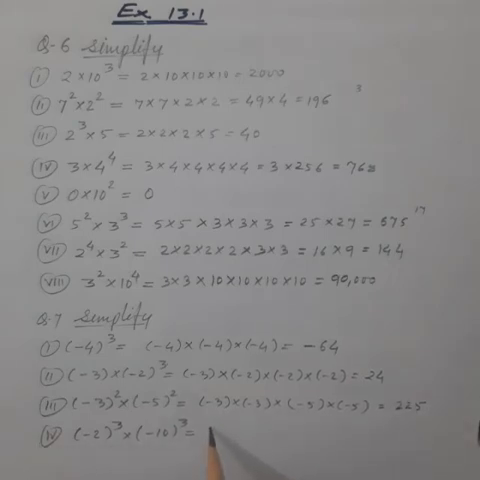Fourth, minus 2 cube. Minus 2 into minus 2 into minus 2 into minus 10 cube. Minus 10 is repeatedly multiplied by itself 3 times. In this product, minus sign is 6 times. So, product is positive. Minus sign is even number of times. Product is positive. Now, multiply. 10 tens are 100. 100 tens are 1000. 1000 eights, 8000.